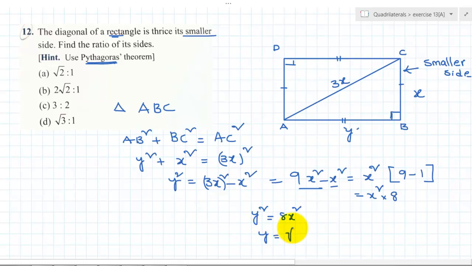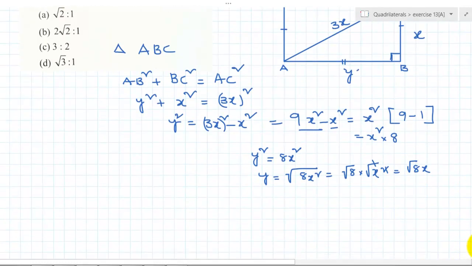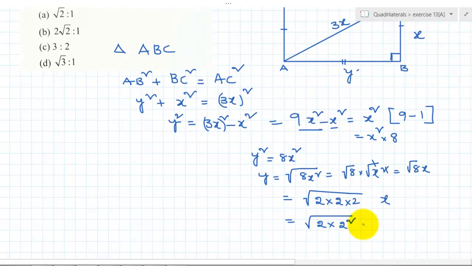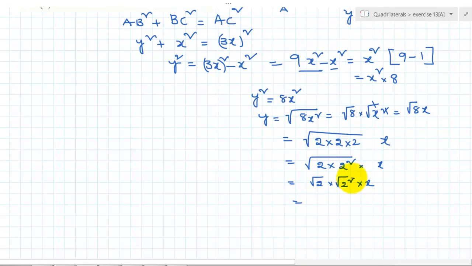From that, what is y? That is square root of 8x square. We can write it as square root of 8 into square root of x square. Square and root get cancelled. This is root 8 x. We can write 8 as 2 cube, that is 2 into 2 into 2; 2 2s are 4, 4 2s are 8. Here we can also write it as square root of 2 into 2 square into x. We can split it like this: square root of 2 into square root of 2 square into x. Square and root get cancelled. The remaining part is square root of 2 into 2 into x. So this is 2 root 2 x. So the y value is 2 root 2 x.